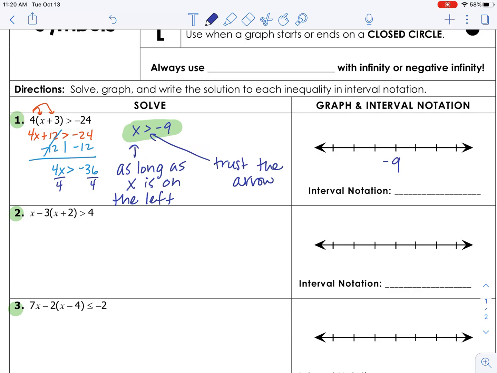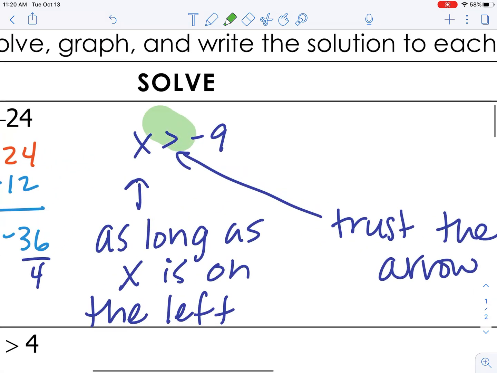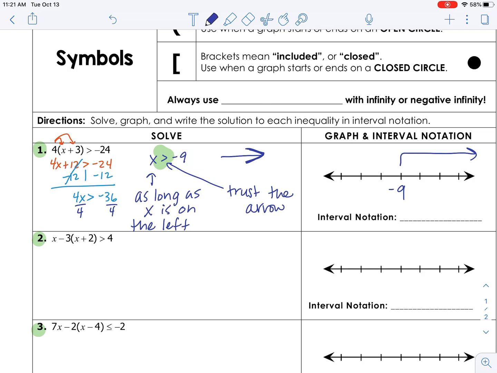Over here, we'll say what that means. I'm going to put negative 9 somewhere on my number line. It doesn't matter where. None of these tick marks are labeled. So I've got negative 9 here. And I see that my inequality symbol is pointing to the right. So that means that from negative 9, I need to go to the right. My greater than symbol points to the right, so my arrow needs to go to the right.